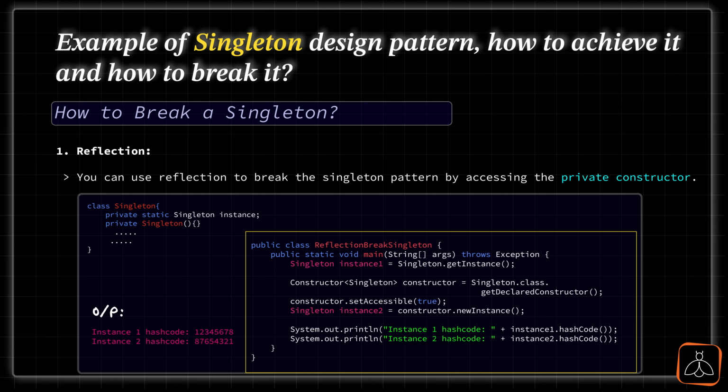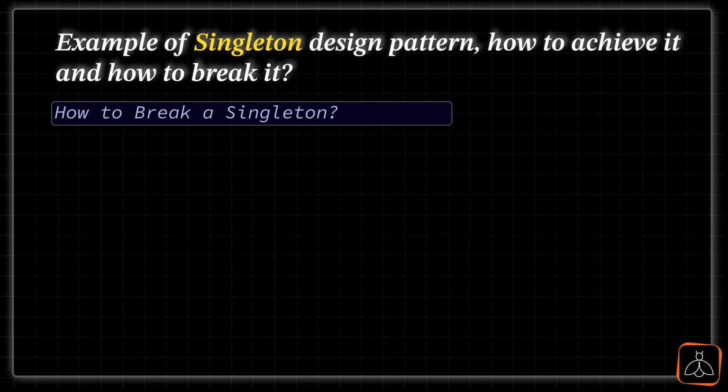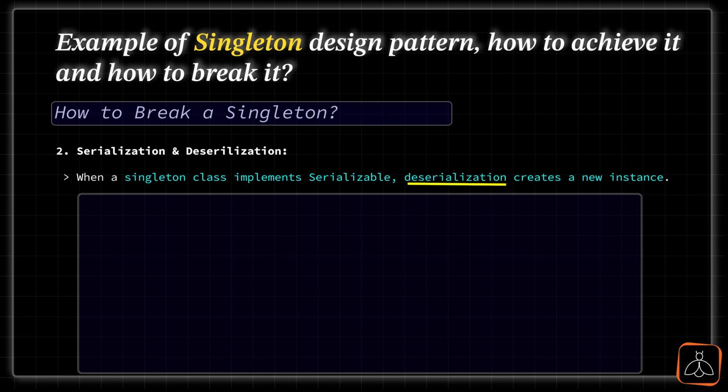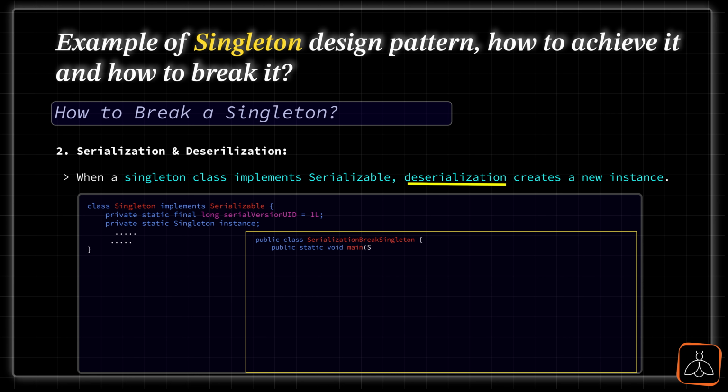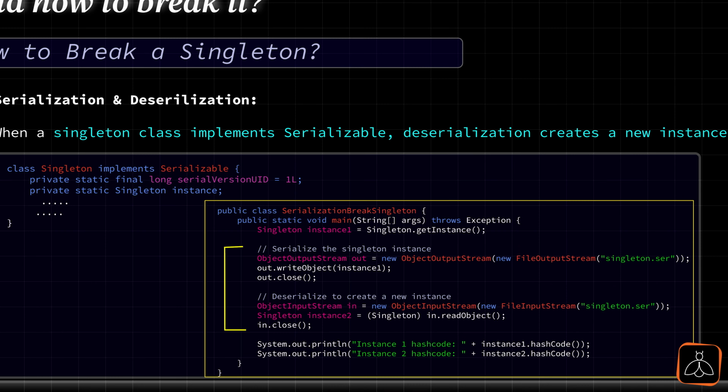Now let's see how we can break the Singleton using the second way, that is using serialization. Suppose any Singleton class extends a serializable class, then during the deserialization process, it will always create a new instance every time. So for this, here is the example where the Singleton class extended the serializable class, and during deserialization you can see each time it gives us a new instance.